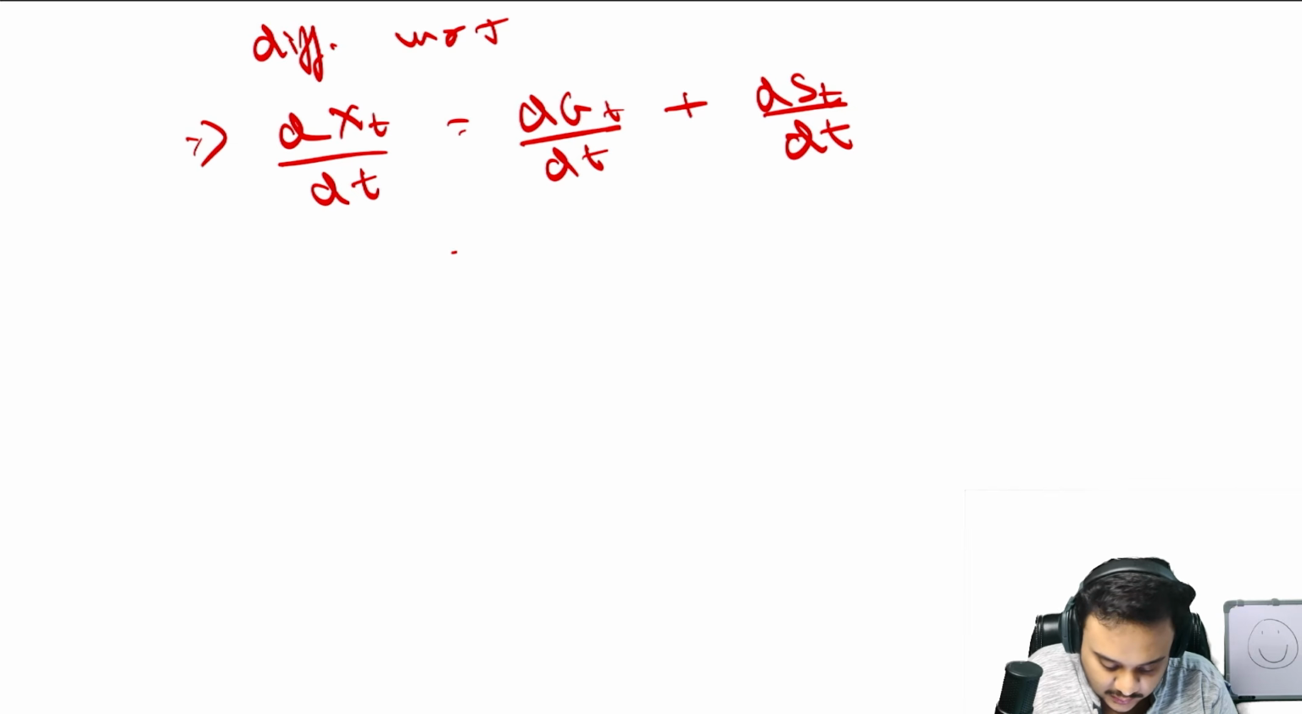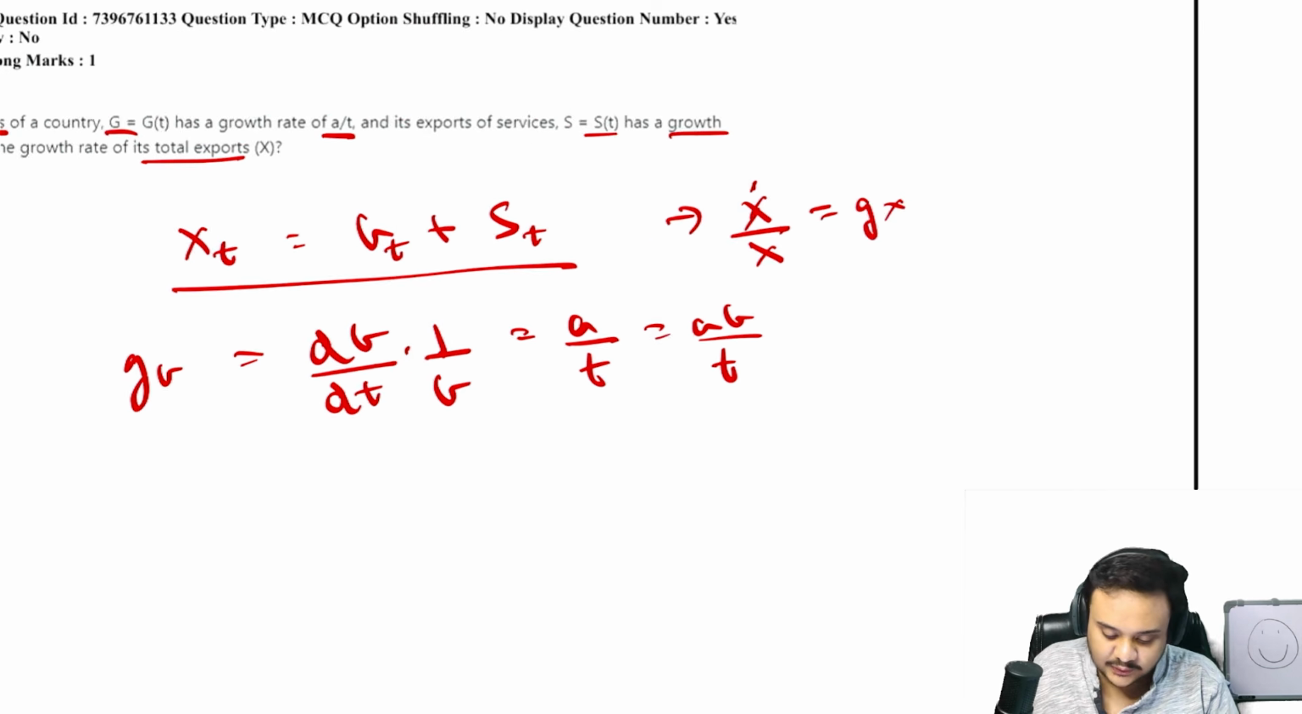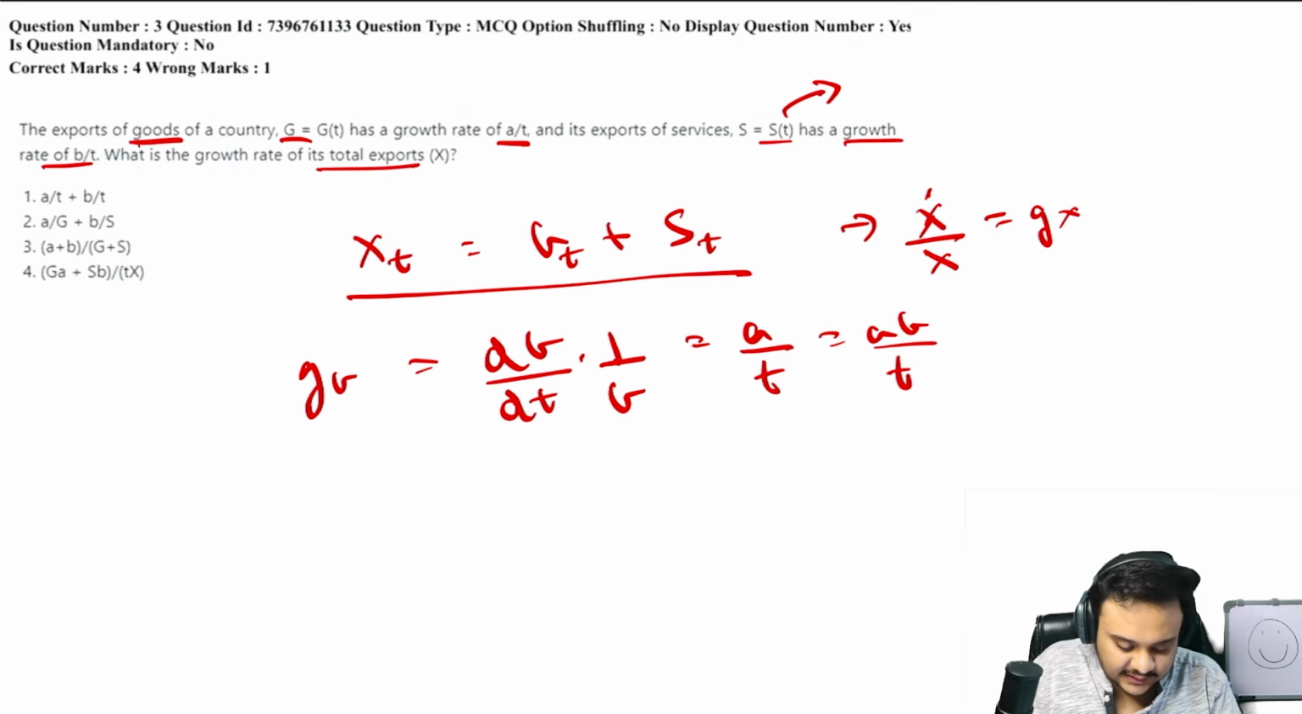Okay, so now what you have is ag upon t plus, similarly for this one as well, you'll just see that this is b by t, right?